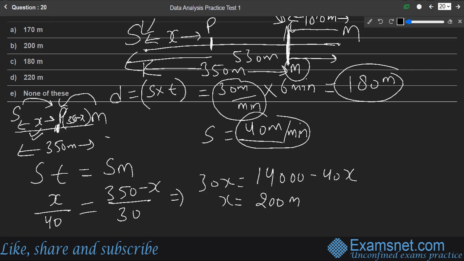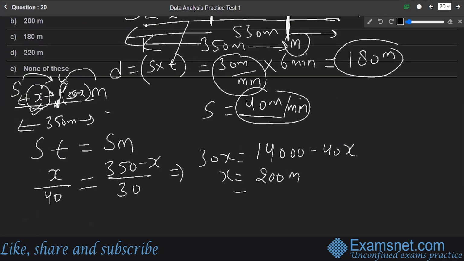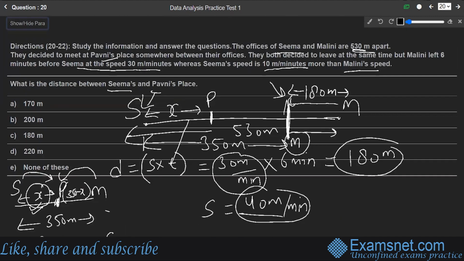So what they are asking for is the distance between Seema and Pavani's place. The Seema and Pavani's place distance we assumed to be x. So that's what we have got, x value as 200 meter. So that becomes the right answer. The distance between Seema and Pavani's place is 200 meter. This is how it is.